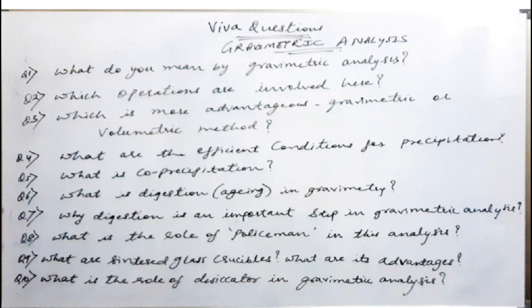The fourth question is: what are the efficient conditions for precipitation? See, precipitation is one of the important steps which needs to be followed within gravimetric analysis. So the efficient conditions for precipitation are: precipitations are usually carried out in hot solutions, since the solubility of the precipitate is generally greater at higher temperatures than at room temperature. Then precipitations are effected in dilute solutions, and to go for an effective precipitation, the reagent has to be added slowly and with thorough stirring.